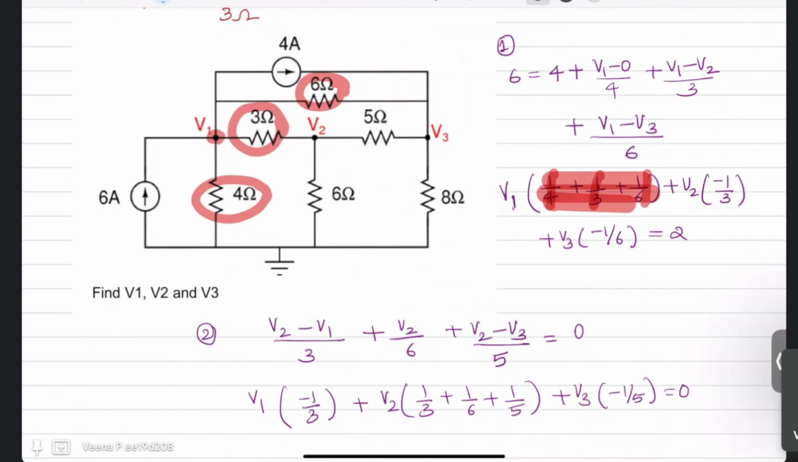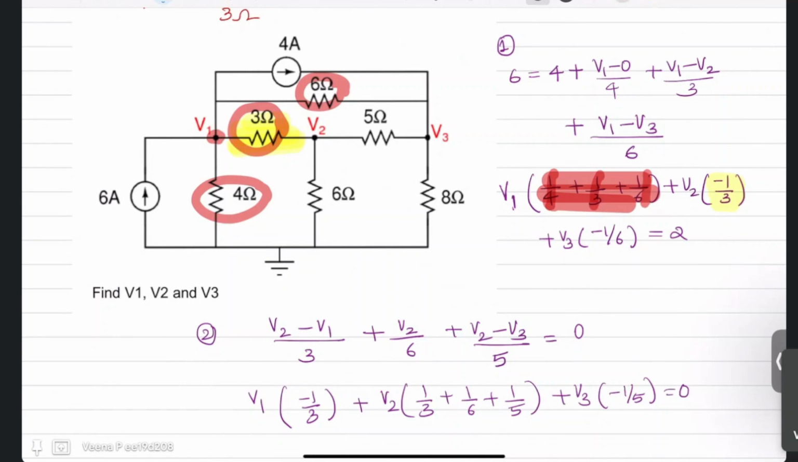Now, if you are writing the nodal equation of V1, then the coefficients of the other nodes, V2 and V3, will be the negative of the admittance connected between them. That means when you write the nodal equation of V1, it will have a coefficient of V2 as well as a coefficient of V3. The coefficient of V2 will be the negative of the admittance connected between V1 and V2. The admittance connected between V1 and V2 is 1 by 3. So the negative of that, minus 1 by 3, is your coefficient of V2.